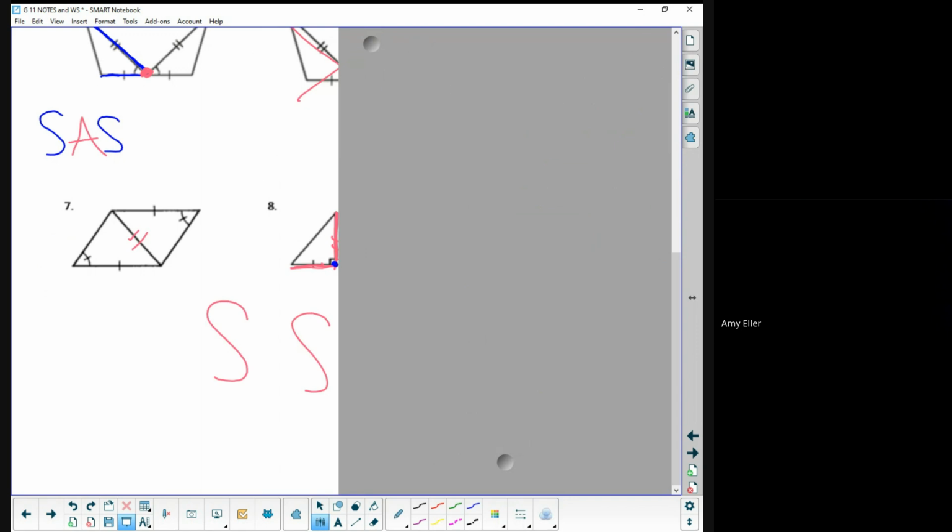Okay, so this angle, is it touching both of the red sides? Yes, it is. Yes or no? Yes. That angle is touching both sides, so I put it right in the middle, touching both sides. And there's my answer. We cannot do hypotenuse leg because the hypotenuse has not been marked congruent to the other hypotenuse.